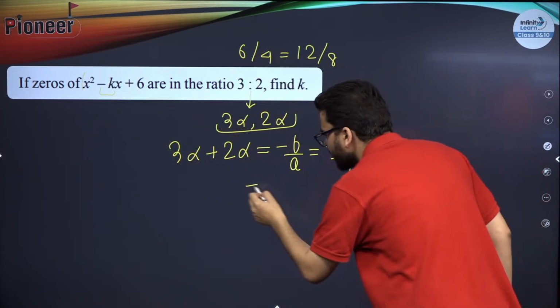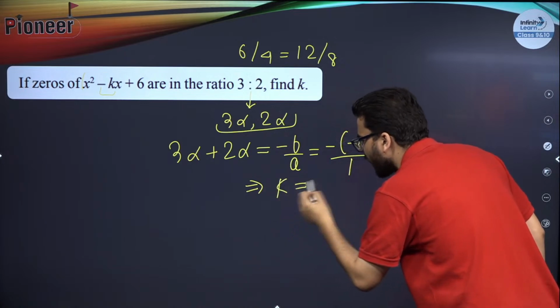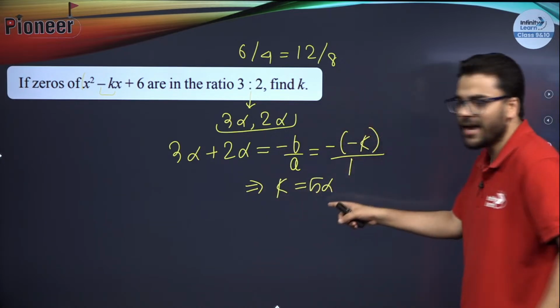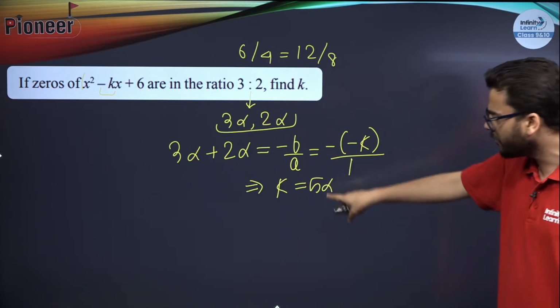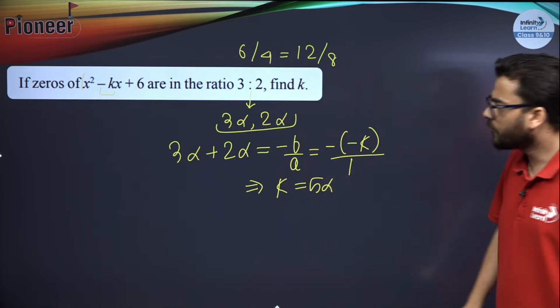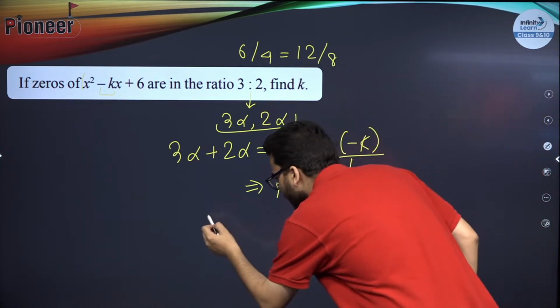So over here, if you simplify, you will get k is equal to 5 alpha. So k is equal to 5 alpha. So you must know the value of alpha as well. For that, what you will do? You will do the product of them.